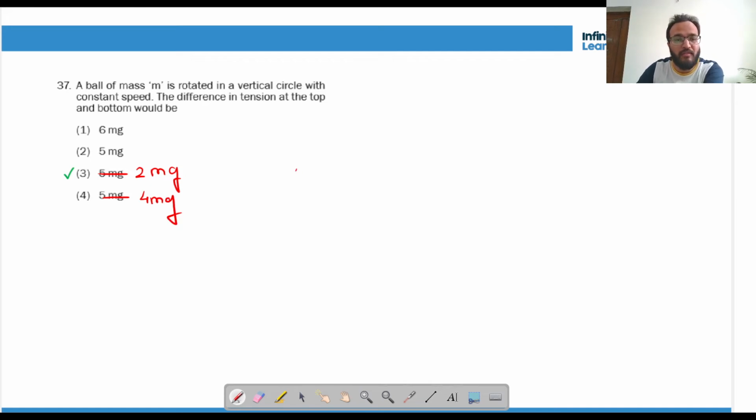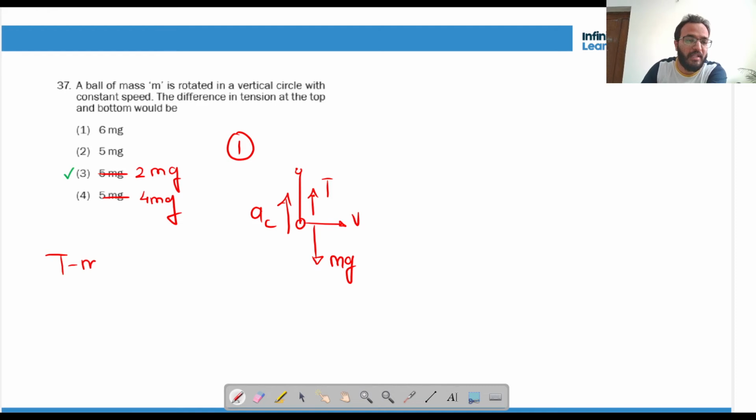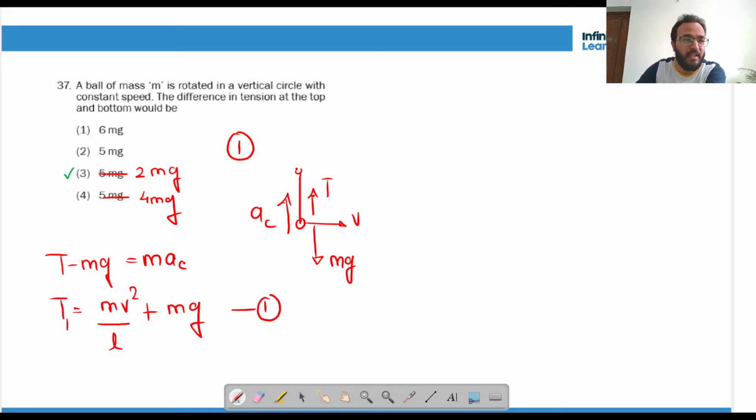Okay. What will you do? At the bottommost point, you will say, sir, tension is up, mg is downward. This is the velocity and this is acceleration. So what will you do? You will say, sir, T minus mg is equal to mac, we all know. So T is mv square by L plus mg. Let's say this is T1 at the first point, right?